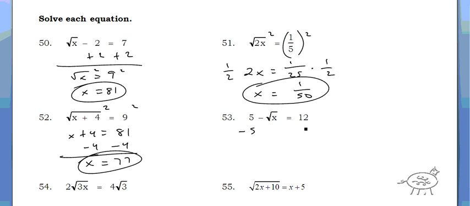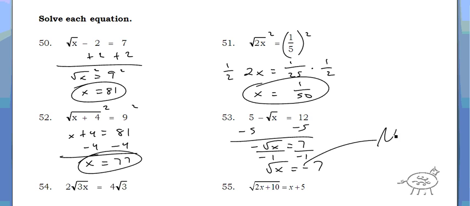Okay, this one, subtract 5. So negative square root of x equals 7. Divide by negative 1. Square root of x equals negative 7. Right there, people! NSB. Okay, after you isolate it, if it's equal to a negative number, you're done with the problem. Don't keep going. Recognize that.